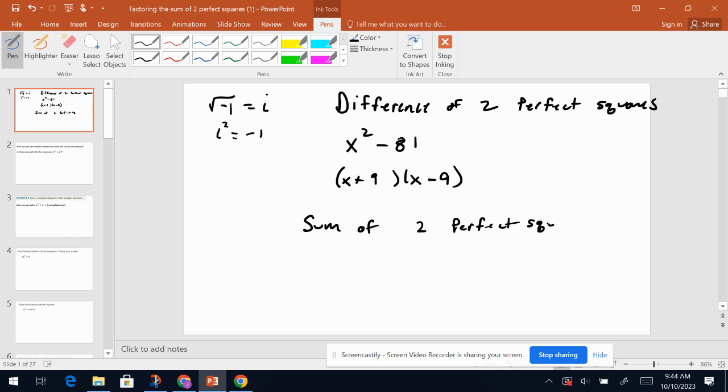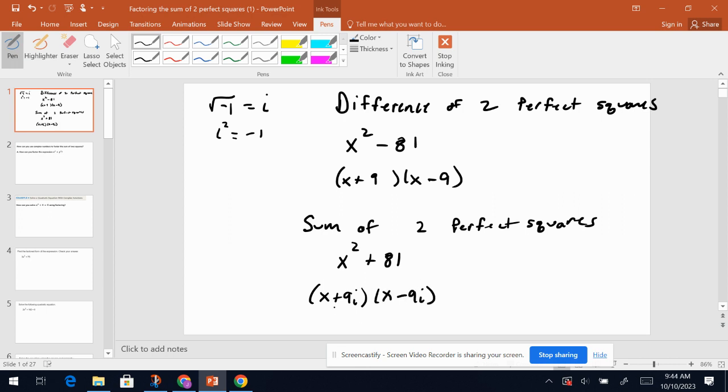first of all, what does sum mean? It means addition. So I'd have a problem that looks like this: x squared plus 81. If I asked you to factor this, it factors the same exact way, except instead of putting a 9 and a 9, I put 9i and minus 9i. So this would factor to x plus 9i, x minus 9i.